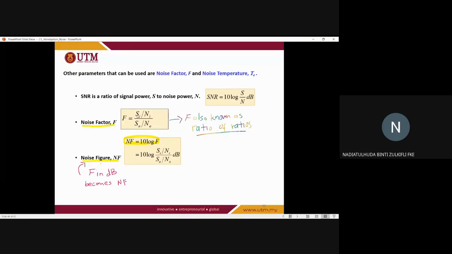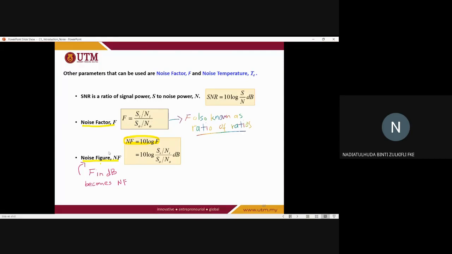I just want to remind you, so many students made this careless mistake. Sometimes instead of SNR in divided by SNR out, they do the inverse, SNR out divided by SNR in. Normally F is larger than 1, so your SNR in, which is bigger, should be on top. This is noise factor, SNR in divided by SNR out.